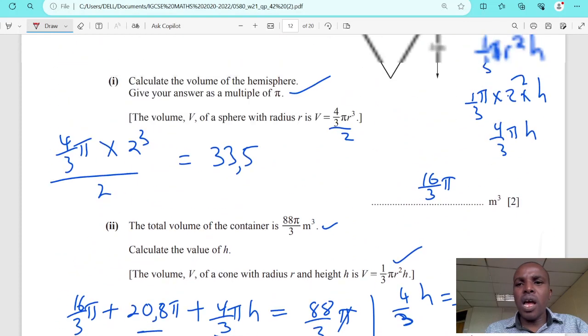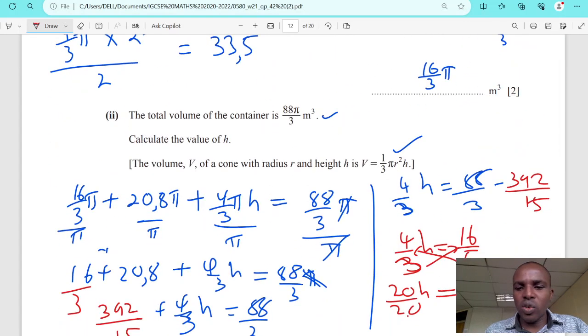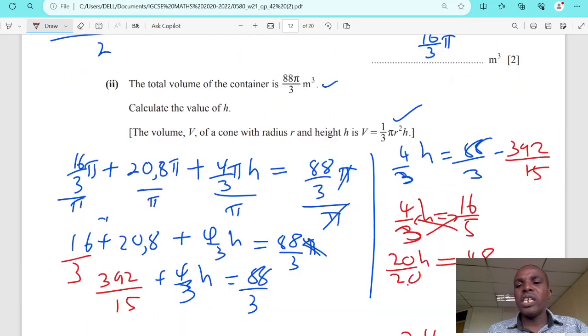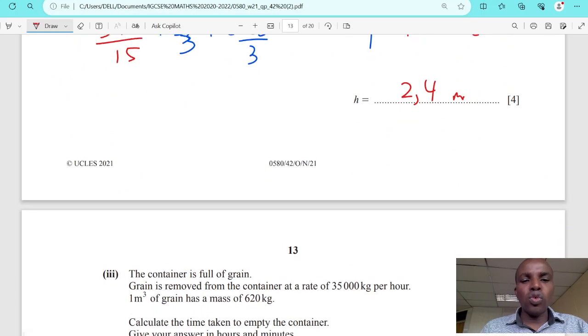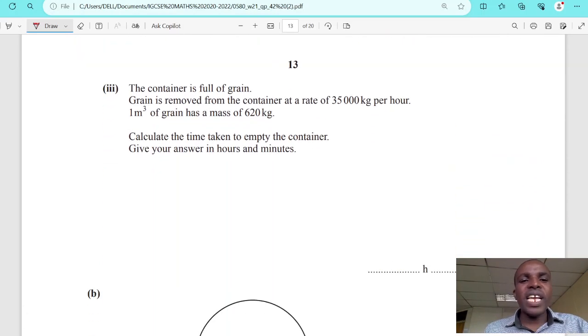Done. And these are meters. Yes, these are meters, so h units. If they are not given, then you have to put your units. Next, the container is full of grain. Grain is removed from the container at a rate of 35,000 kg per hour. 1 cubic meter of grain has a mass of 620 kg. Calculate the time taken to empty the container. Give your answer in hours and minutes.